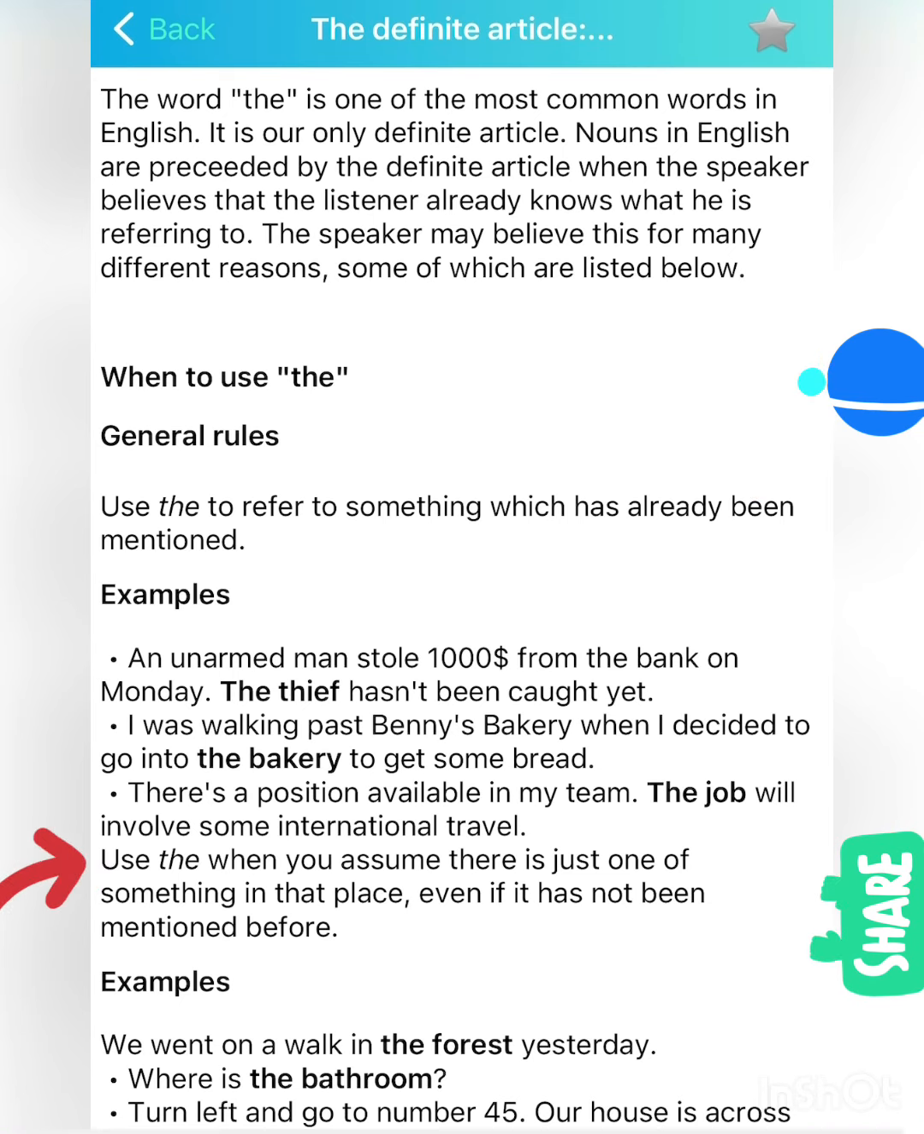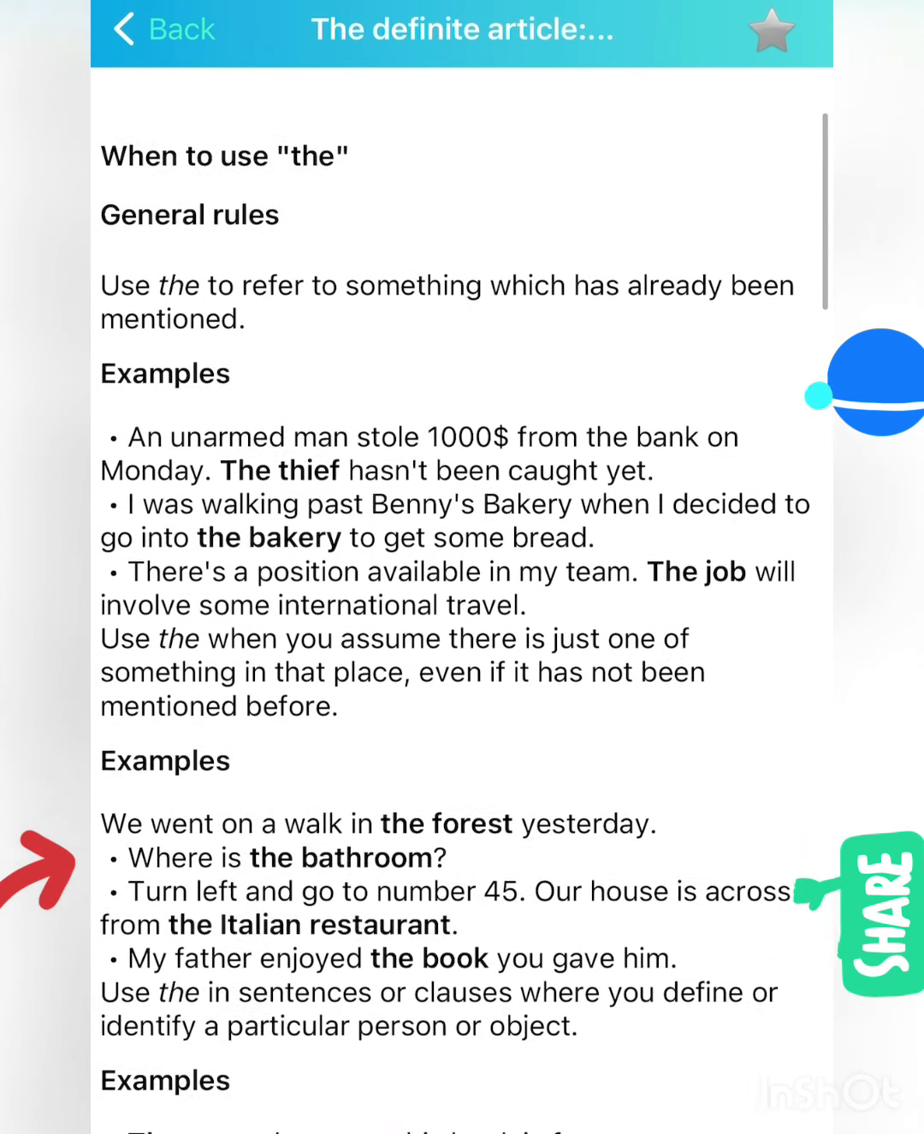Now let's go to the second rule, where "the" is used when you assume there's just one of something in that place. When whatever you are referring to is one of its kind in that particular place, even if it has not been mentioned before. Here you should be very careful. The first rule said when something has already been mentioned, but the second rule is saying that whether you've mentioned it or not, there's a situation where you can use "the" when you refer to something that you think is the only one of its kind in that particular place. I think that's very clear. So let's look at some examples.